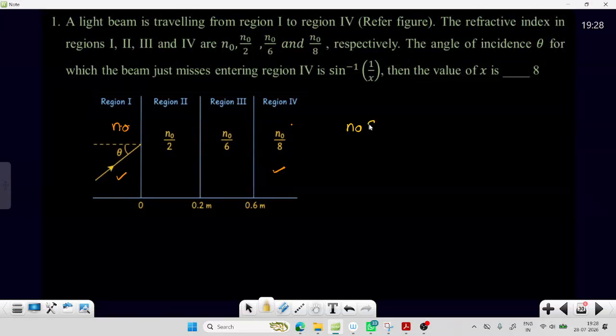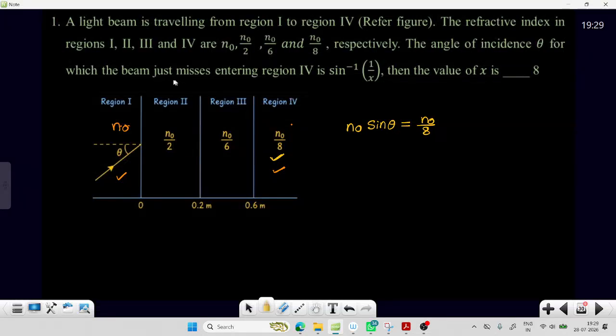And the angle is sine theta, which is equal to what? And this medium's refractive index is how much? Sir, n naught by 8. So this last medium only we need to see directly. So n naught by 8.